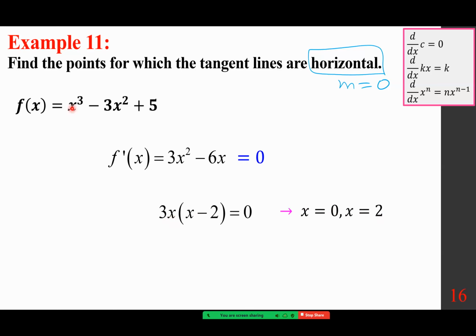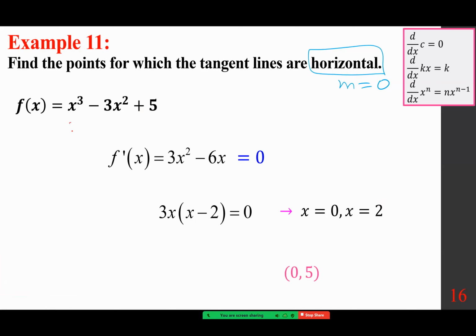So plug in 0 into the original function and clearly it gives you 5. So the first one is easy. If you plug in 0, you get 5. So one pair has coordinates 0, 5. Now let's plug in 2.